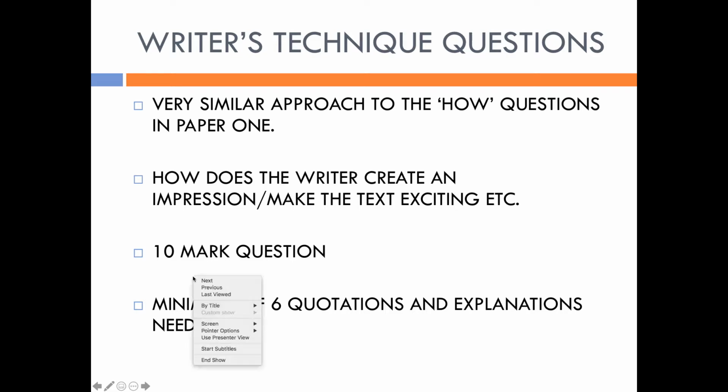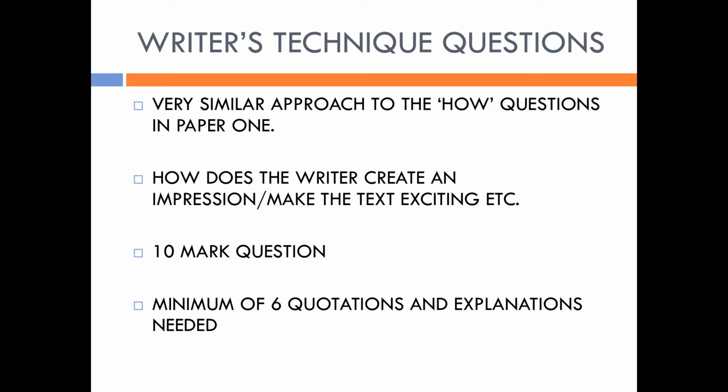What we're going to do first of all is very quickly look at the writer's technique. So we'll go over this one and then we'll look at an example text. As I said at the start of the video, it's a very similar approach to the how questions in paper 1. So how does the writer create a certain impression? How does he make it exciting? How does he present the situation? That sort of thing. So it's a 10-mark question.